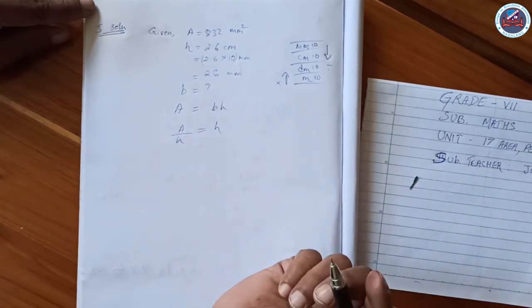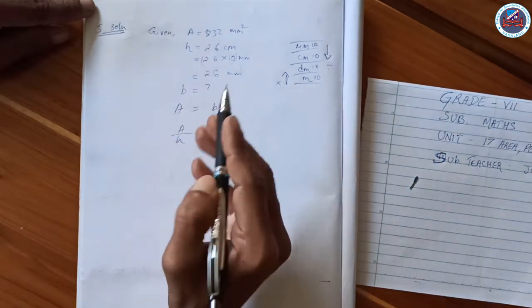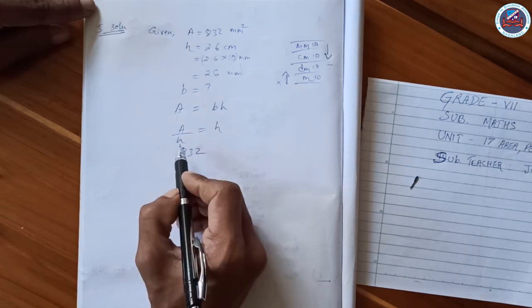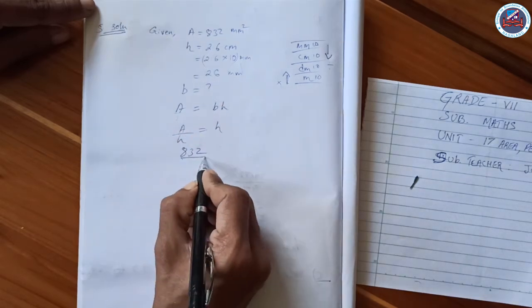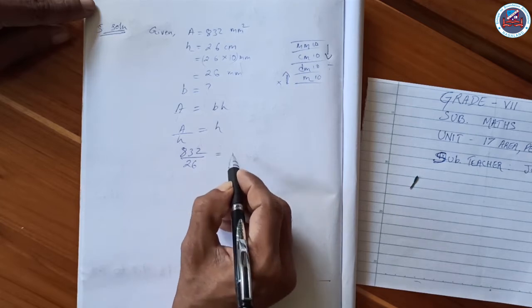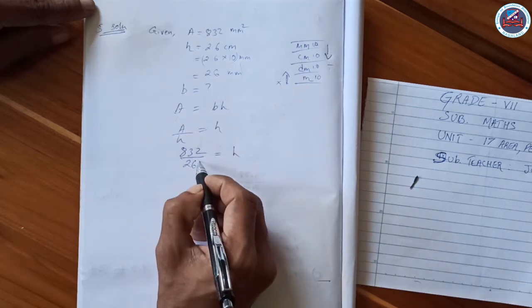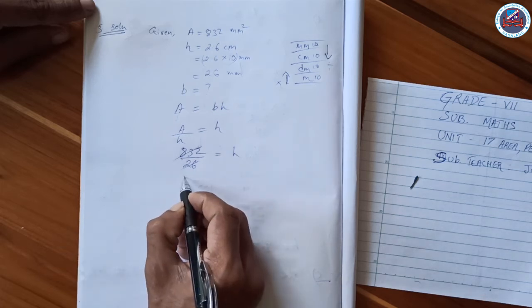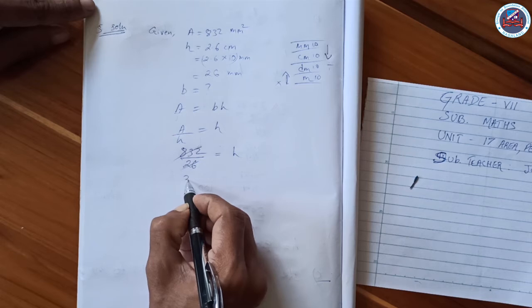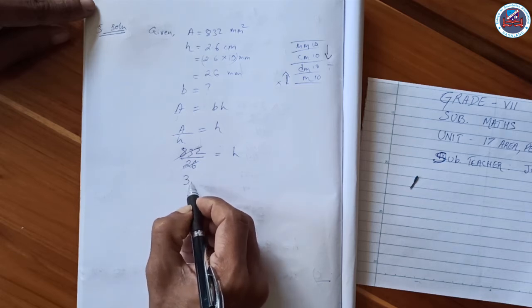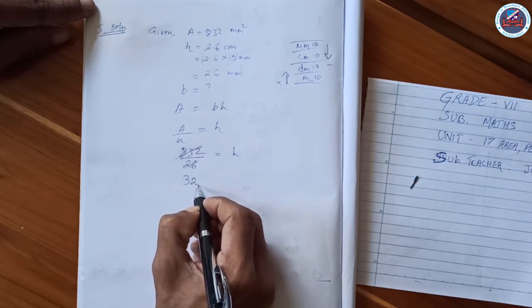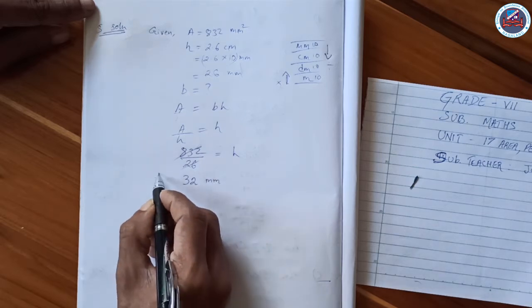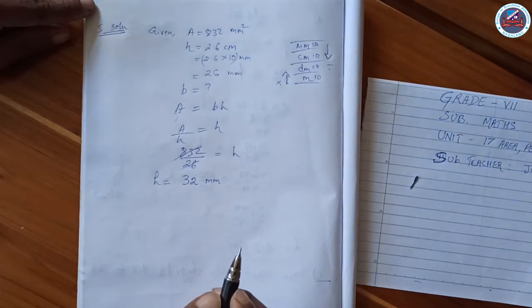Right? We have done this type just now. Now on top, the area: look from here, area I have 832. Downside, height we have 26. Done. Now when you cancel this, you will get 32 millimeter. This is your base. You got it?